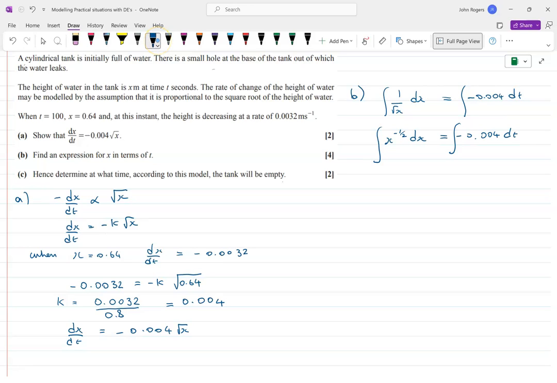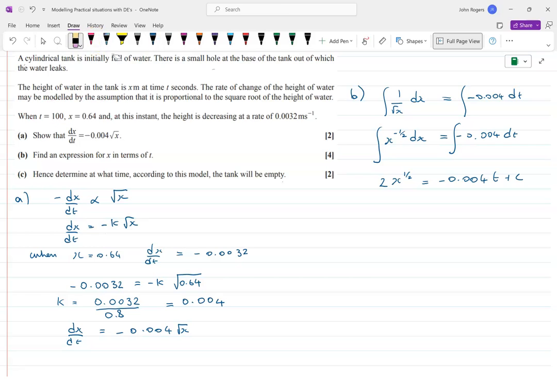So add 1 to the power, it's a half. Divide by a half. 1 divided by a half, which is 2. You can check by differentiating. Differentiate that, you get x to the minus half. And here we've got minus 0.004 t plus c.